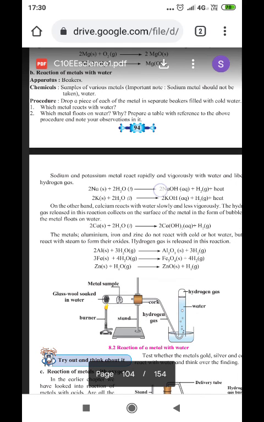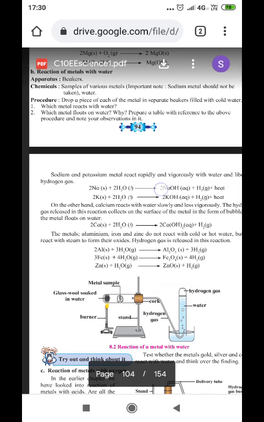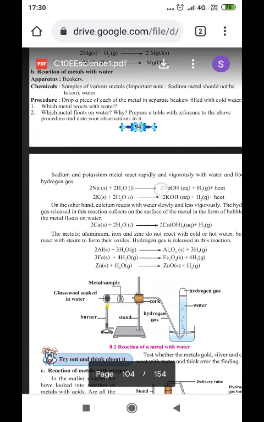Now, which metal reacts with water? Generally, those atoms which have one electron in the outermost orbit are highly reactive. They react with water very fast. For example, sodium and potassium react with water, but sodium is not to be taken because it catches fire.